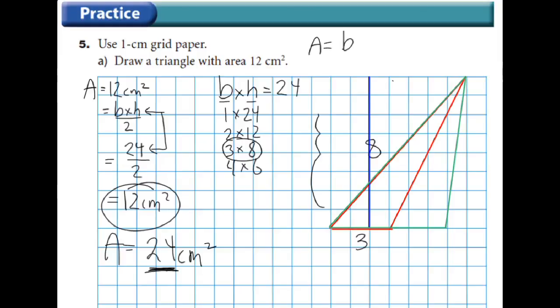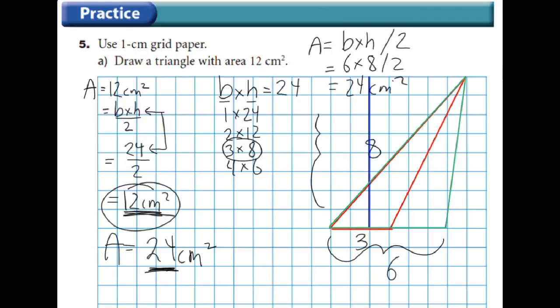Let's see, area equals base times height divided by 2. And our base in this case is here, and that is 6. So 6 times our height, which is still 8, divided by 2. 6 times 8 is 48, divided by 2 is 24 centimeters squared. So that did, in fact, double our area. Originally we had 12, and now we have an area of 24.